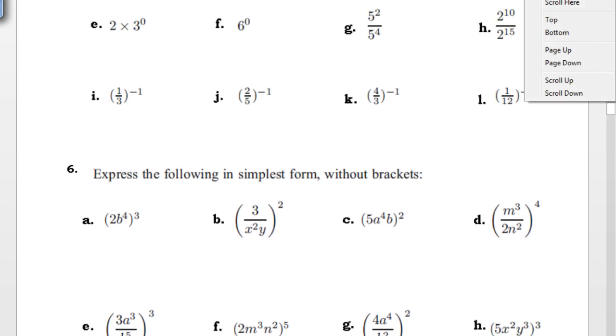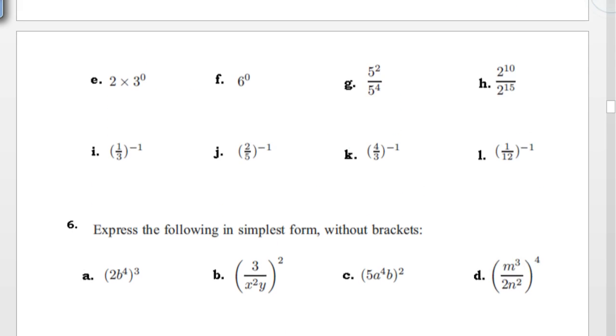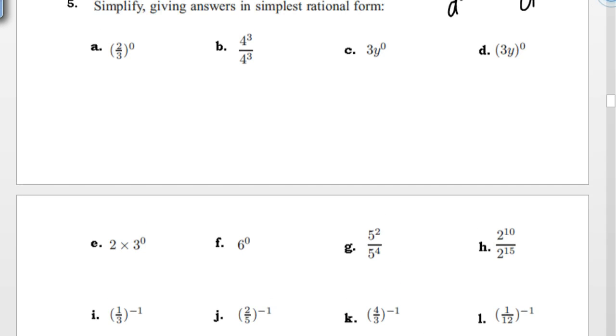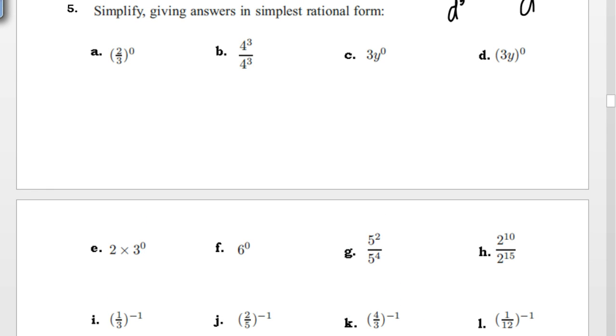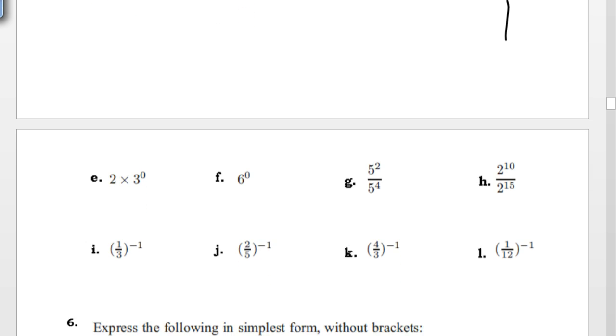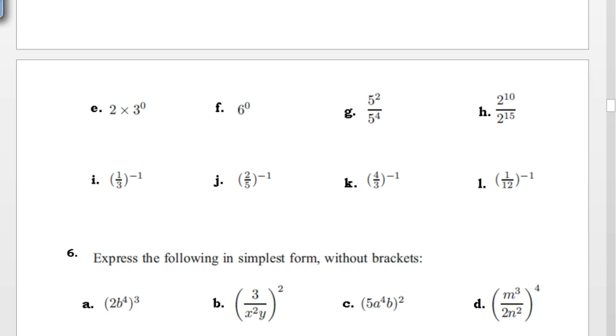Number 5. It looks like there's some on this page and some on the next page. Anything to the 0 power is 1. Doesn't even matter what it is. So the answer to letter D is 1. And let's do one of these reciprocals down here. How about letter K? Whenever I have a negative power, I need to flip it over. So this becomes 3 to the 4. If there was a number there, like a -2 or a -3 or -4 instead of a -1, we'd have to go a step farther. But since it's a -1, it's really 3 to the 1 and 4 to the 1, but anything to the power of 1 doesn't change it.